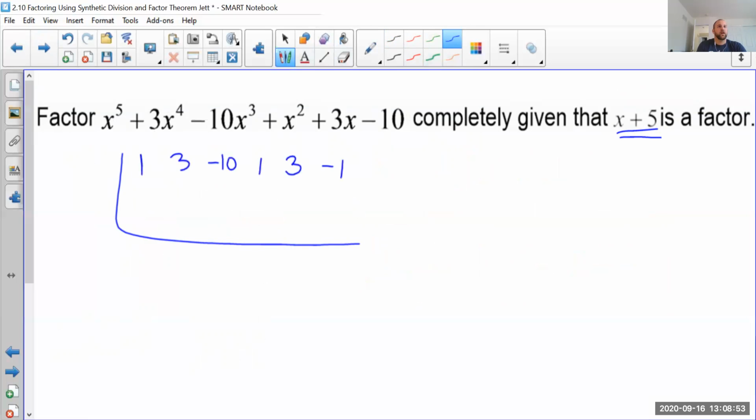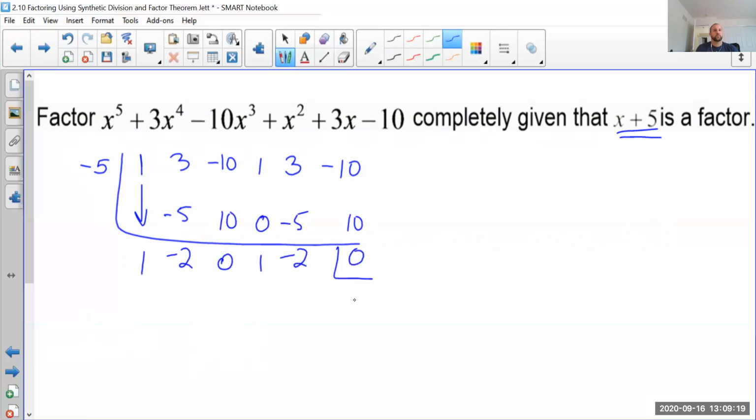Remember, if you're missing a number, you have to put a placeholder there. Here we don't, so we're good. So my factor is x plus 5, so that means -5 is going over here. Bring down, multiply, add. Multiply, add. Multiply, add. Again, they told us it was a factor, so we already knew the remainder had to be 0.